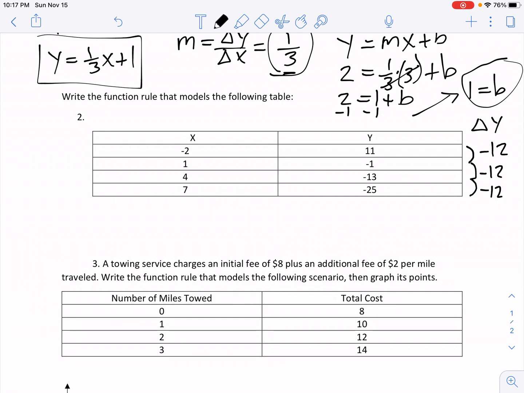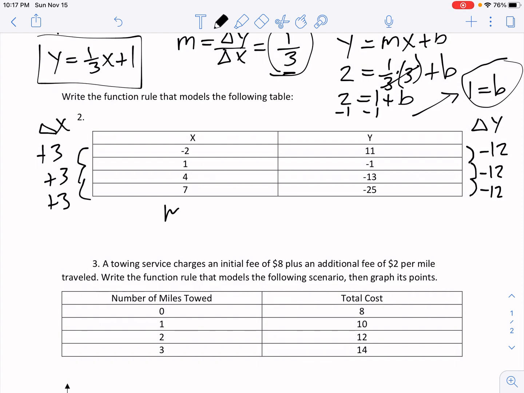Okay, let's find our change in x. From -2 to a positive 1, what would I have to add or subtract to get a positive 1? Well, I have to add 3, right? Then what added or subtracted to 1 gets you to 4? Plus 3. Okay, and then from 4 to 7, it's also plus 3. So my change in x is a positive 3.